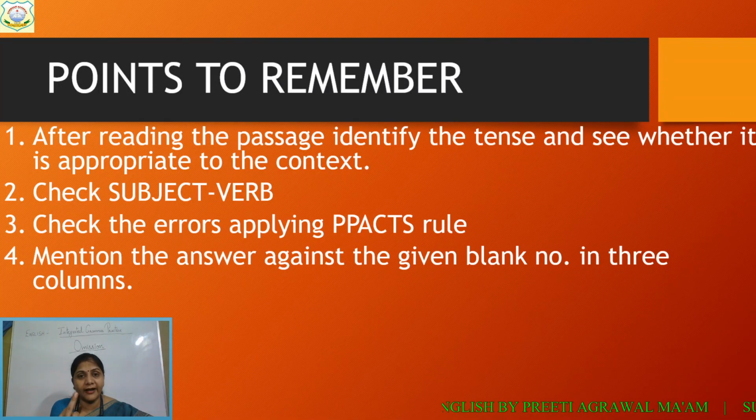The missing word we write in the middle. And just before the missing word we write the word which is coming before it, and just after the missing word the word which is coming after it in the question. So we have to make 3 columns: before, word, after. These 3 columns we have to make to write our answer in omission. Omission means missing words.